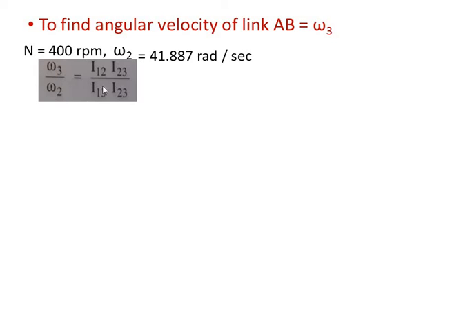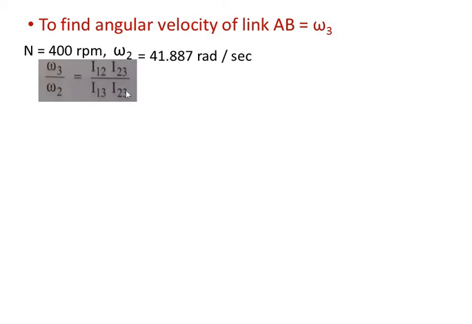Now how to write this ratio? Say omega 3 upon omega 2 is equal to, now the common ICR for link number 2 and 3 is I23. So you write I23 on both sides, numerator and denominator. Then the ICR of link 2 with respect to the fixed link, I12, you write over here. And the ICR of 3 with respect to the fixed link, that is I13, you write over here. So omega 3 upon omega 2 is equal to the distance I12-I23 upon I13-I23.